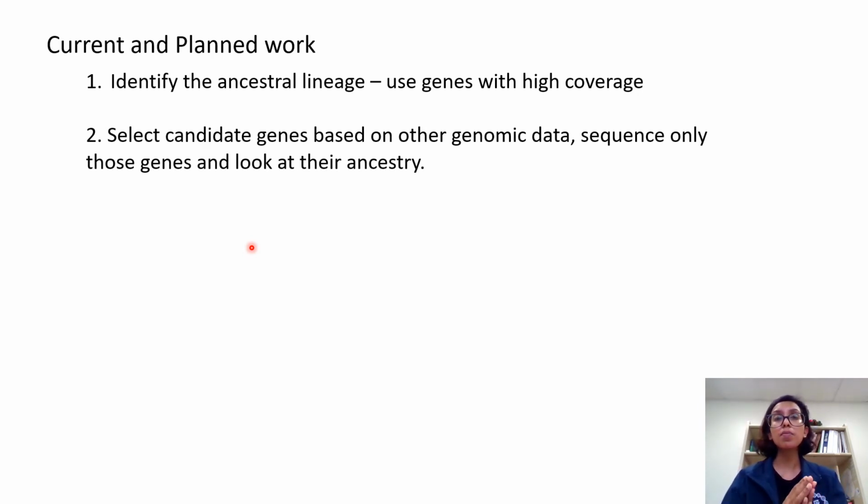One is that I will pick a selected number of genes with higher coverage and make phylogenies for those genes to identify the ancestral lineage. The second pathway is for the candidate genes that we can identify based on the other genomic data. We will sequence only those genes and look at their ancestry, which we are hoping would support our hypothesis more.